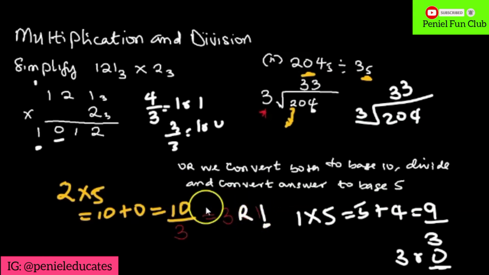3 remainder 1. We put that 3 here, and the remainder is 1. We take this remainder 1 again, multiply by 5, which is the base. That gives us 5. Then we add it to the next digit, plus 4. That is 9. Then we divide by 3 again, and it gives us 3 remainder 0. So the answer is 33. That is the way division supposed to be done.